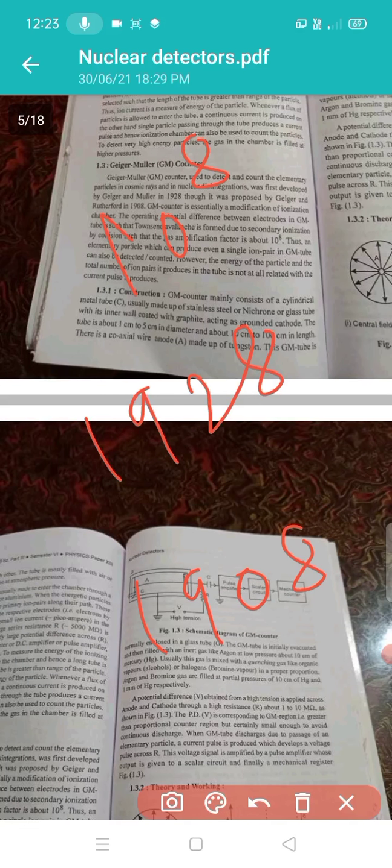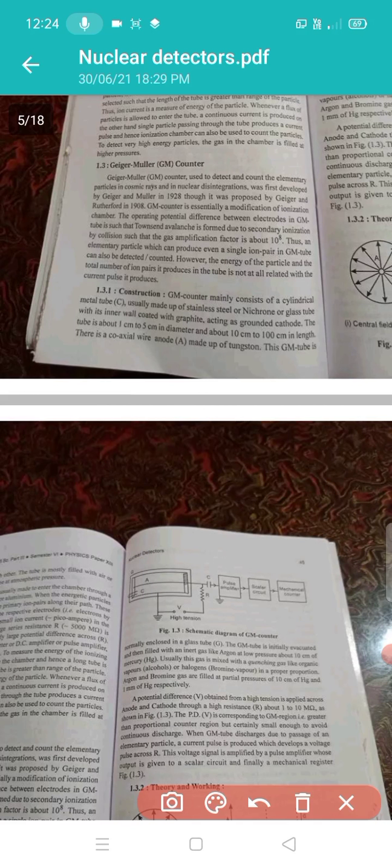See, this is the application of the GM counter. An elementary particle which can produce even a single ion pair in the GM tube can also be detected. Okay, it is highly sensitive. However, the energy of the particle and the total number of ion pairs it produces in the tube is not at all related to the current pulse it produces. Then we learn the construction of the GM counter.